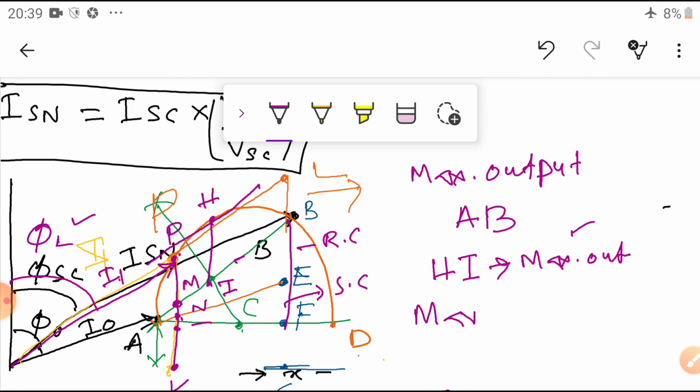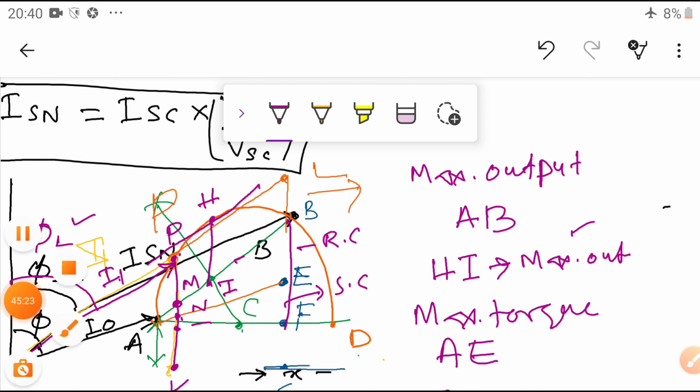Next, I want the maximum torque. Similar to this one, where is the torque line here? AE is the torque line. Okay, so take the AE line, and parallel to this AE line, draw a tangent on the semicircle. Okay, draw a parallel line with the torque line AE, tangent to the semicircle. Then you are going to get one point. So, where you are going to get that point? That point is nearly here, so represent that.